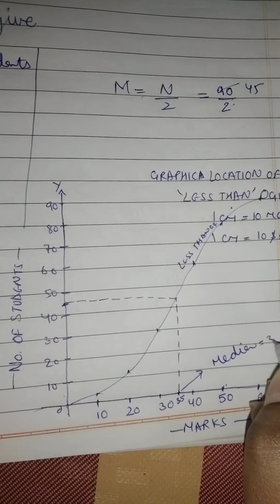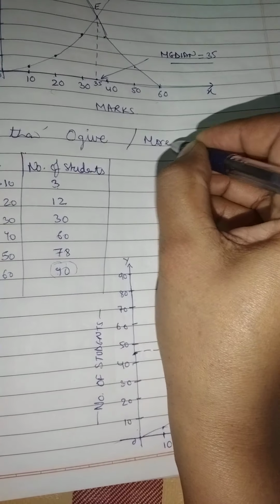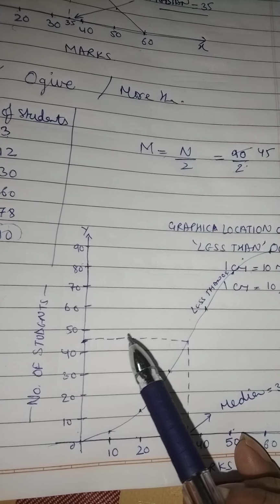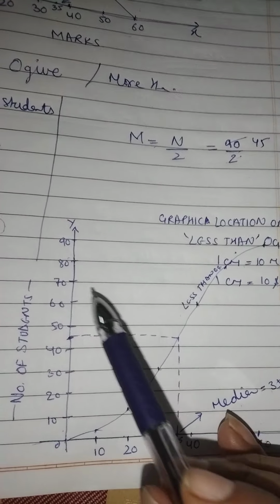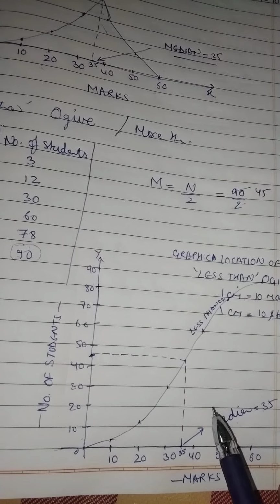In the same way, I can draw only more than also. If I am using more than, then the line will come like this, and in the same way I have to find out n by 2, and I can find the median from more than also. So there are two methods. Again I am telling, in the first method I can use both more than and less than together in order to find the graphical location of the median, and the other method is to use less than separately and more than separately in order to find the graphical location of the median. Okay.